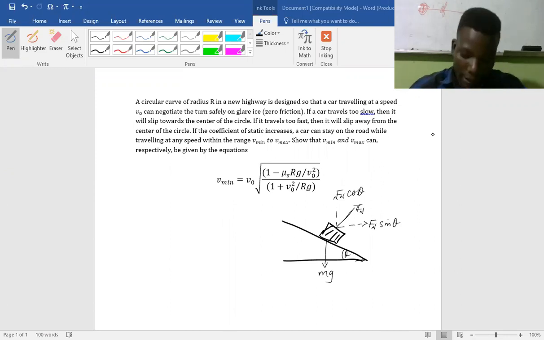And this is basically the continuation of the previous video. So if you've not watched the previous video, you have the link in the description box of this video. You can find that video. In the first video, we derived for maximum velocity. And in this video now, we are going to derive for minimum velocity.